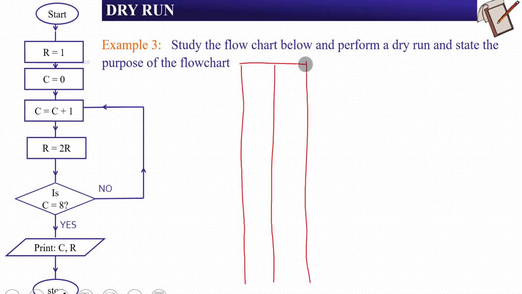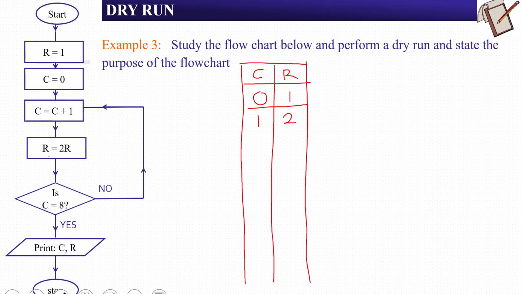So here, as I told you, you will always know what to put first here by looking at the assignments. So when you look at the assignments here, C was assigned first and then R last. So our C will be the first and then our R will be the next. So our first C is 0 and our first R is a 1. And then C will become C plus 1, which will be a 1. And R will become 2R. 2 times 1, we will get a 2. And then we ask ourselves, is C equaling to 8?